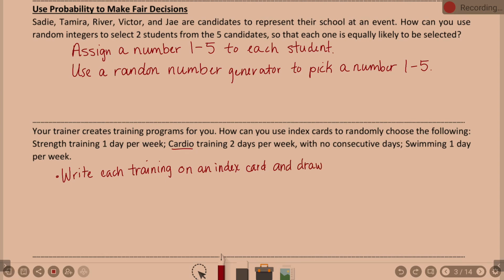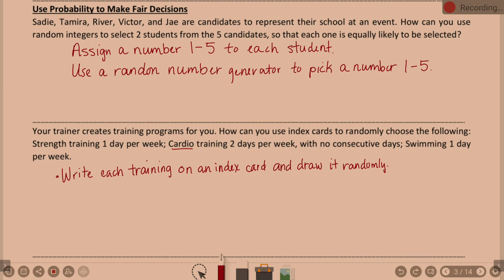And how did we say that? Write each training on an index card and draw at random, with redrawing if you get cardio two days in a row. Cardio is always going to be a redraw if you get two consecutive days.